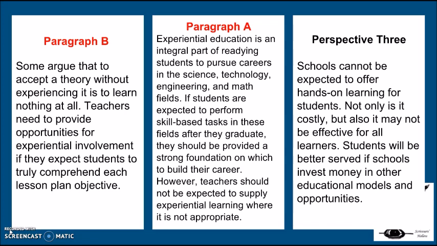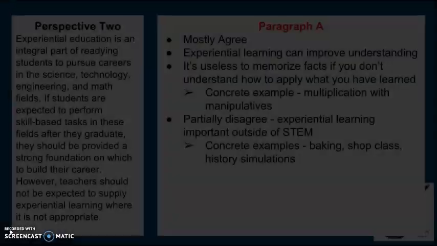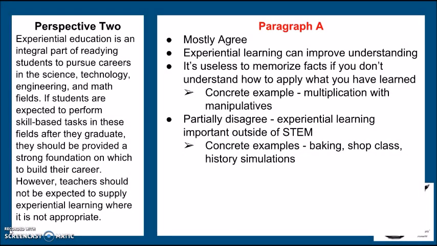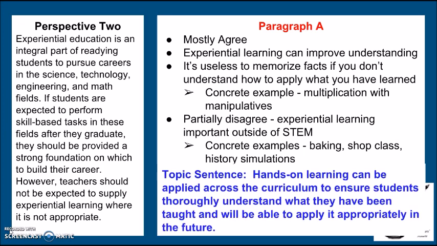And then finally I would discuss perspective 3, addressing the idea that students shouldn't do it at all because it's too expensive. Now I'm ready to go back and use the notes that I had generated for each of the different views and create topic sentences. So let me show you quickly what I decided would be my topic sentence for my first body paragraph, which again is discussing perspective 2. And my topic sentence shown here: hands-on learning can be applied across the curriculum to ensure students thoroughly understand what they've been taught and will be able to apply it appropriately in the future.